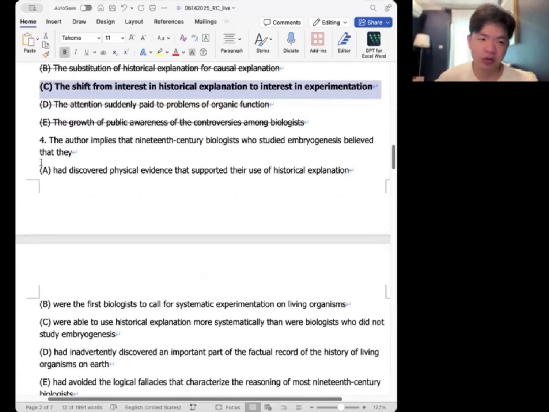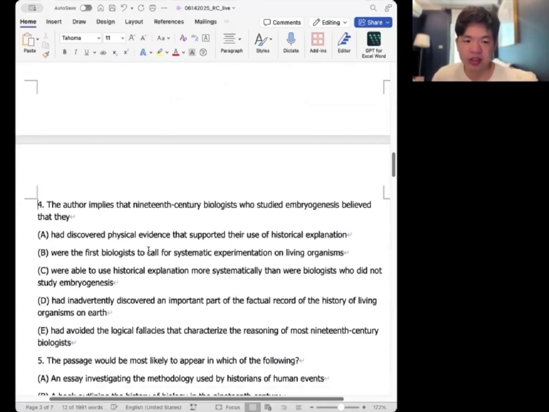All right, let's look at question 4. Question 4 says, the author is implying which 19th century scholars studied the origin of embryos, that is, this kind of thing called embryogenesis, those who research the mechanisms of embryogenesis. These scholars said, what did they say? All right, pay attention. This question is an inference question involving implication. So of course we need to go back and look at the passage.